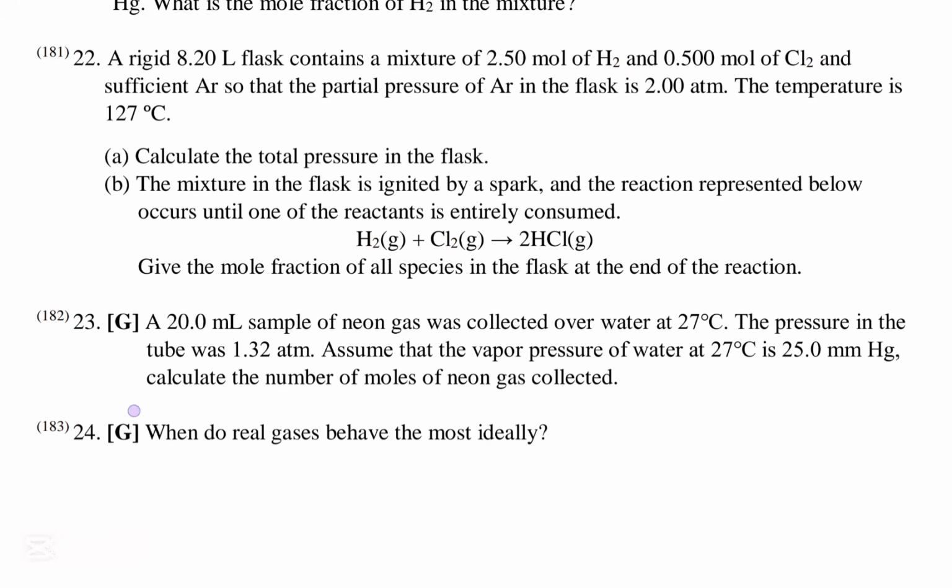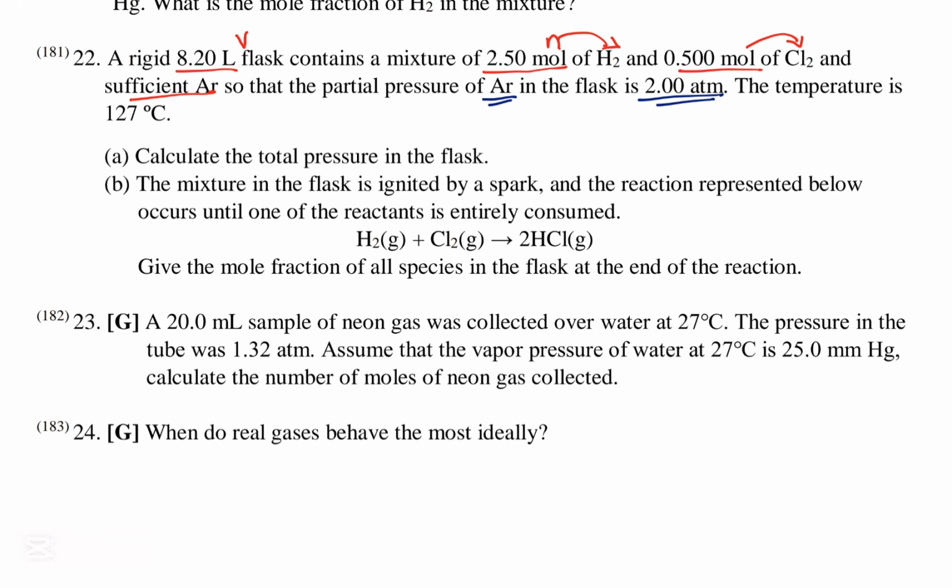Okay, this is actually one of the most important questions, by the way. It comes a lot, okay? In a rigid 8.2 liter, this is the volume, flask contains a mixture of 2.50 mole, this is the number of moles of H2, 0.50 mole of Cl2, and sufficient argon. They didn't give us the number of moles of argon, so that the partial pressure of argon in the flask is how much? It is 2 atmospheres. The temperature is 127 degrees Celsius. They want us to calculate the total pressure in the flask.